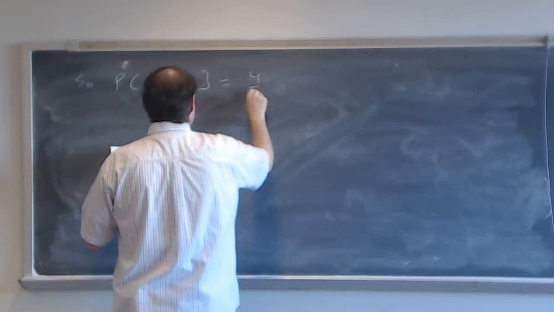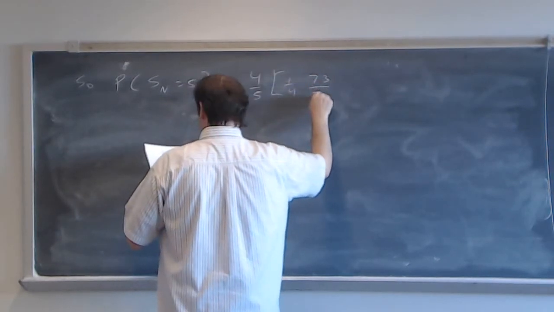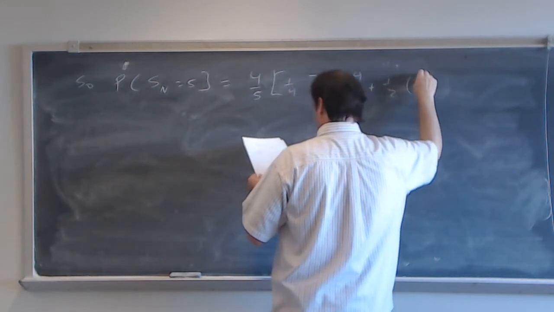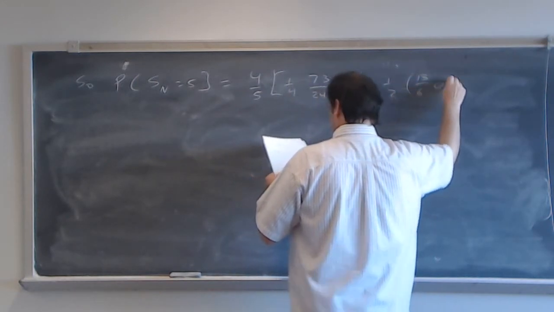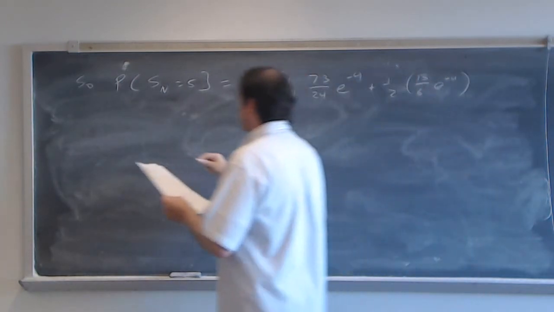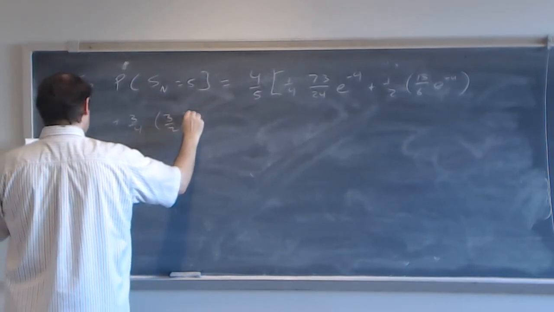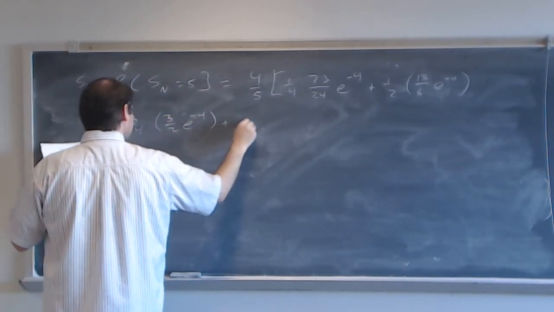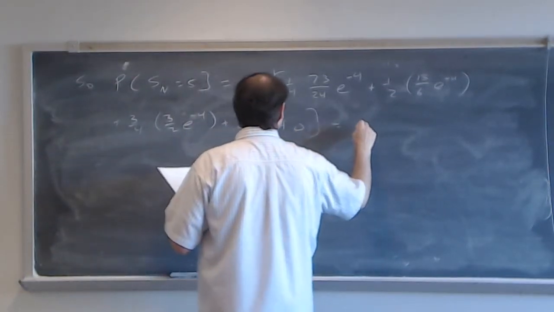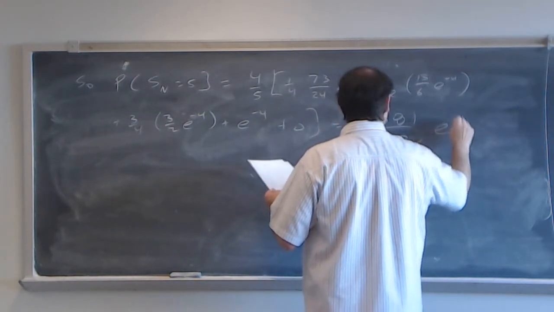to 4/5 times 1/4 times 73 over 24e to the minus 4 plus 1/2 times 13 over 6e to the minus 4 plus 3/4 times 3/2 times e to the minus 4 plus e to the minus 4 plus 0. And if you keep working with that, what you'll end up getting is your answer is 381 out of 120 times e to the minus 4.